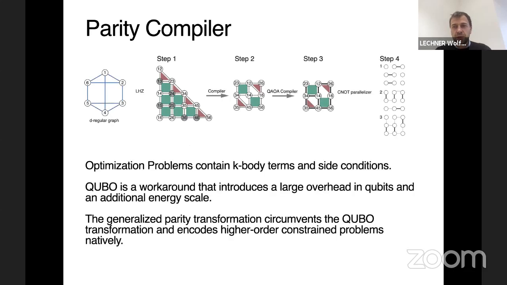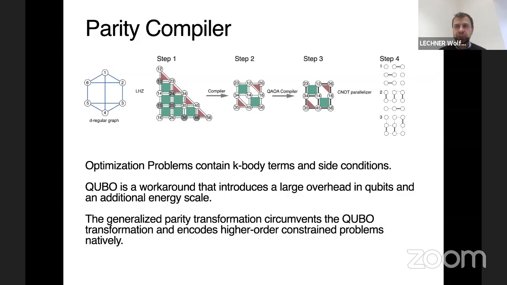Okay, so as a summary, I've introduced our parity compiler. What the compiler does is it actually takes any k-body term with constraints and lays it out on a two-dimensional grid with 4-body and 3-body terms, which can then be either decomposed into CNOT operations using digital computing, or they can be implemented directly with 4-body couplers for annealing purposes.